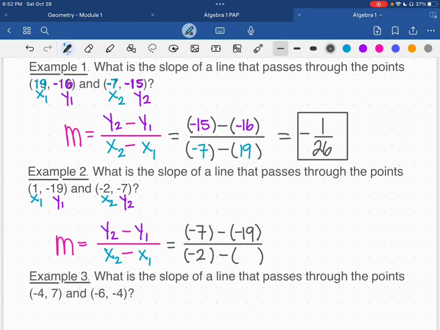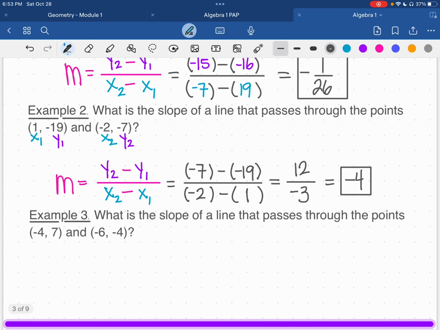-2 for x2 and 1 for x1. Now I'm going to go ahead and subtract. If I were to subtract, I do get 12 over -3. If I divide that in my calculator, I do get -4 for a slope. So what I'm trying to show you here is we can do mental math, or we can go ahead and use our calculator.